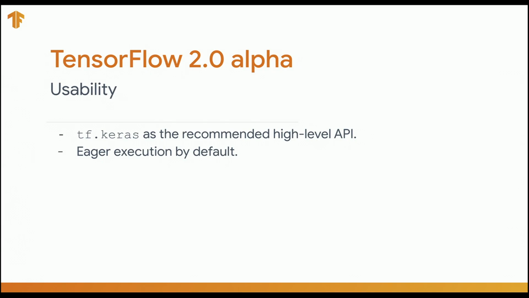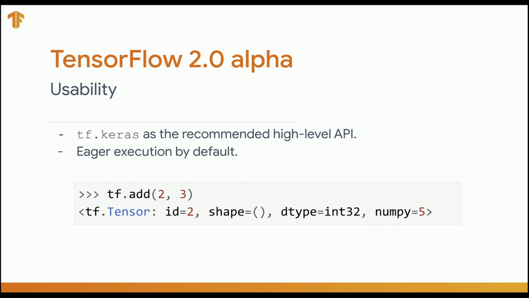So we've learned a lot since TensorFlow 1.0. We've learned that there's a lot to be gained through usability. So we've adopted Keras as the default higher-level API. We've decided to pursue eager execution by default. And this means that you can do crazy things like add two numbers together and immediately get a response.